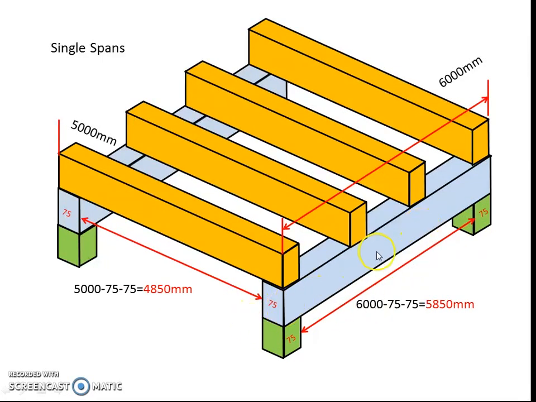So the length of the bearer might be 6 meters, but the span of it is only going to be 5850 once I take off the thickness of my supports. So that's a bit of an example to have a look at.